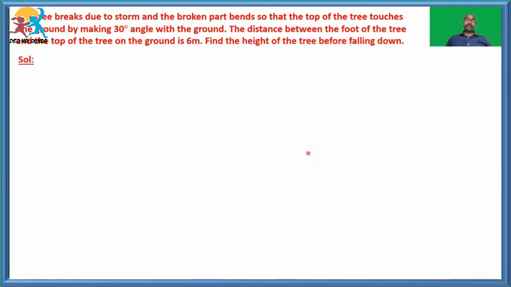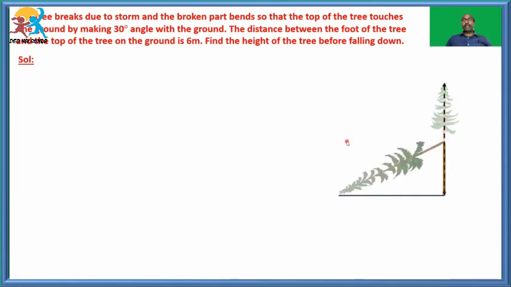And imagine the situation. First we have to imagine the situation. So this is the ground and it's a tall tree, and due to storm it bends down like this. Some part of the tree broken and laid on the ground, and the distance between the point at which the tree is touching the ground and the foot of the tree is 6 meters. Okay.